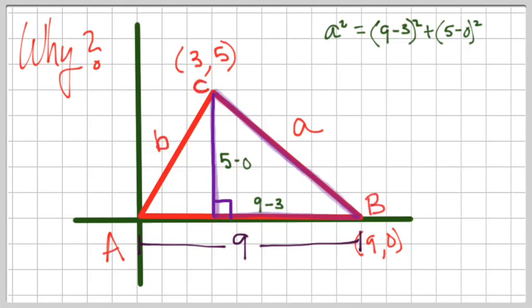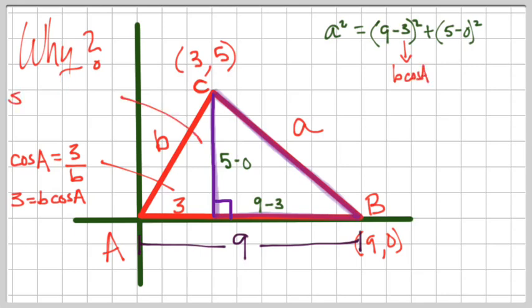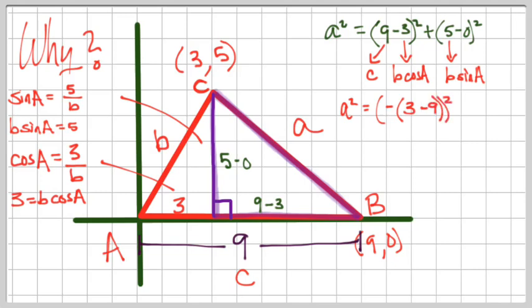So we put the rest of the sides, B and C, on there, and then look at cosine of A. Cosine is adjacent over hypotenuse, so we get 3 over B, or 3 is B cosine A, and then we substitute that in for the 3 up there. If we look at that side, sine of A is 5 over B, and that means B sine A is 5. So we can put 5 as B sine A, and then 9 is really C, so we could substitute in C up here for 9. When we do that, this is what we get.